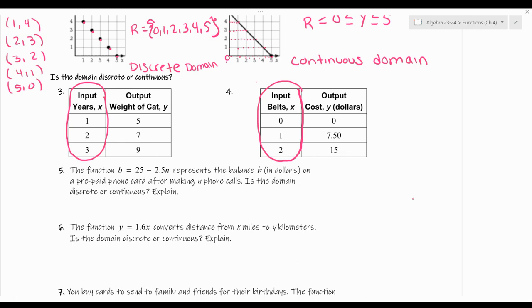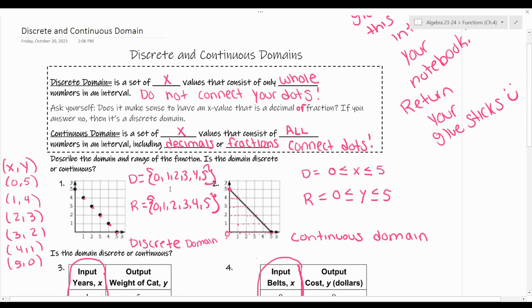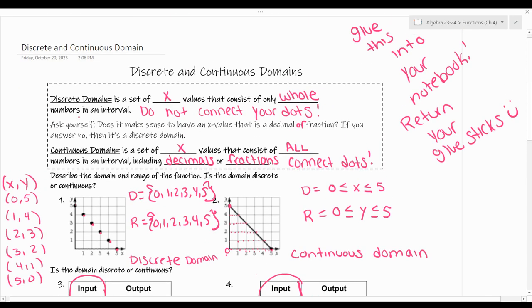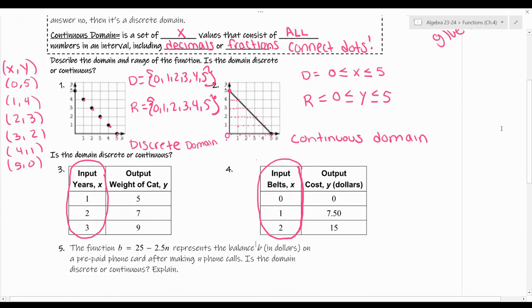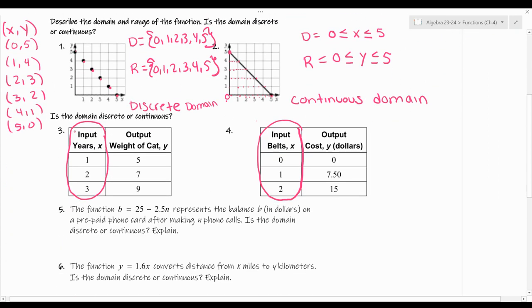How do I know if it's discrete or continuous? I go ask the question that's written above. We ask ourselves, does it make sense to have an x value that is a decimal or a fraction? So on question 3, our x value is talking about years. So when we ask, does it make sense to have a decimal or a fraction when we talk about years, that's in real life, everyday life. In our table, it's only giving us 1 year, 2 years, 3 years. So we kind of have to add in our own values.